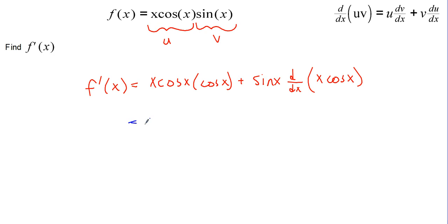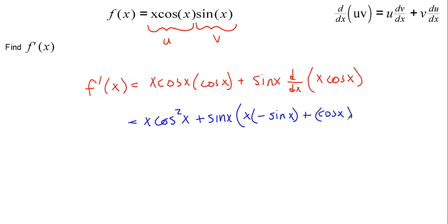So what we've got is x cosine squared x plus sine x times the derivative of x cosine x, which is the first function, x, times the derivative of the second function, negative sine x, plus the second function, cosine x, times the derivative of the first function. The derivative of x is just 1.